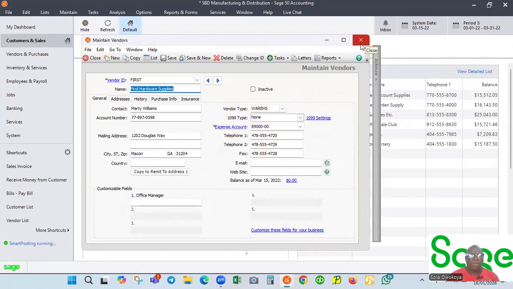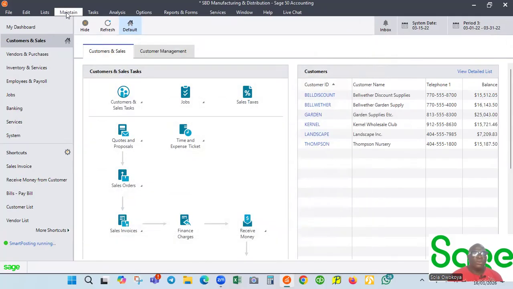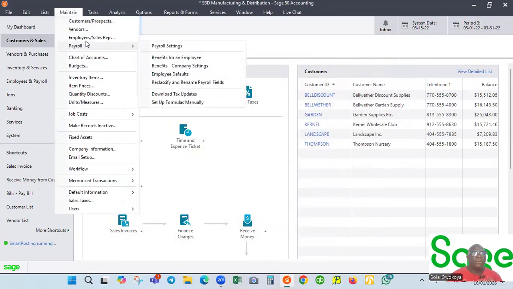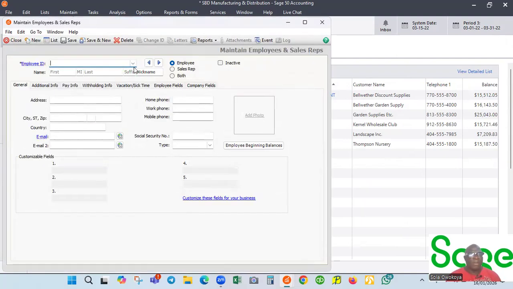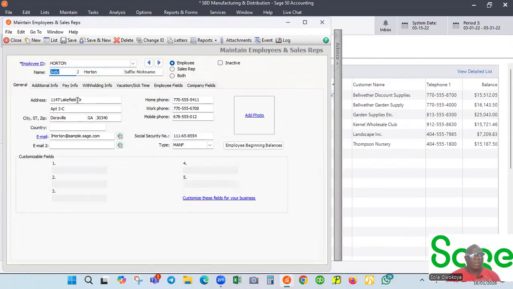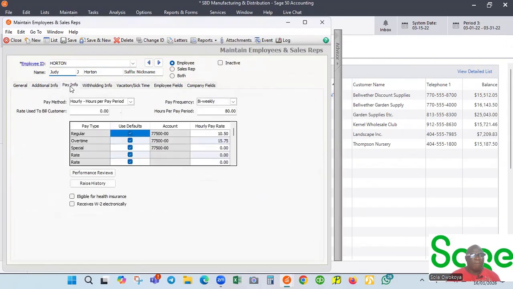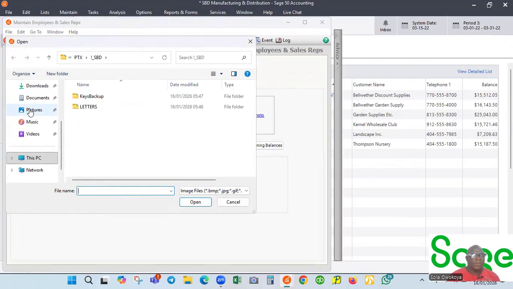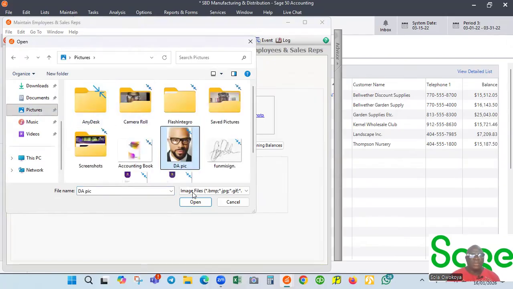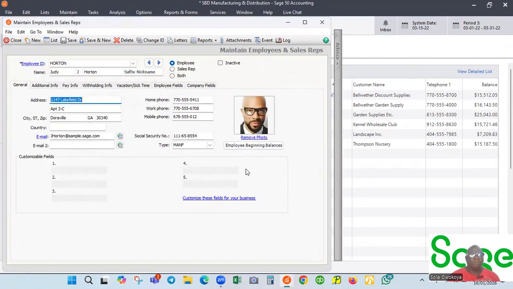Also, you can use it to maintain your employees, the people that work for you in your organization. You can maintain their information, their pay info, so many things, their salaries. And also, you can add the employee picture in the software, to know the people that are working for you and all that.